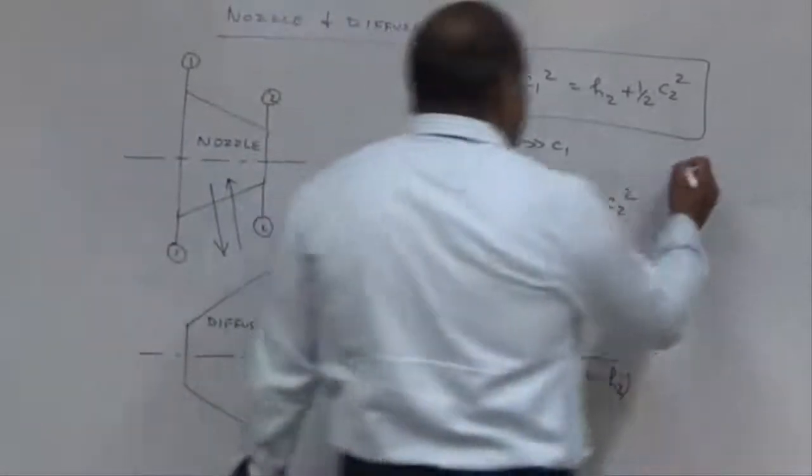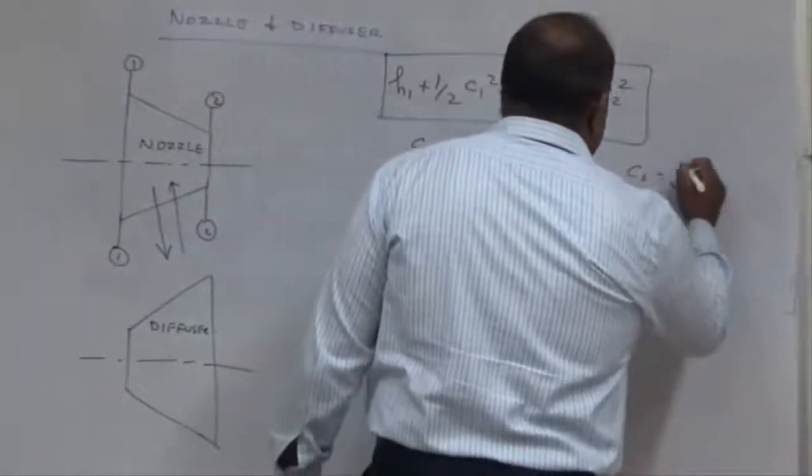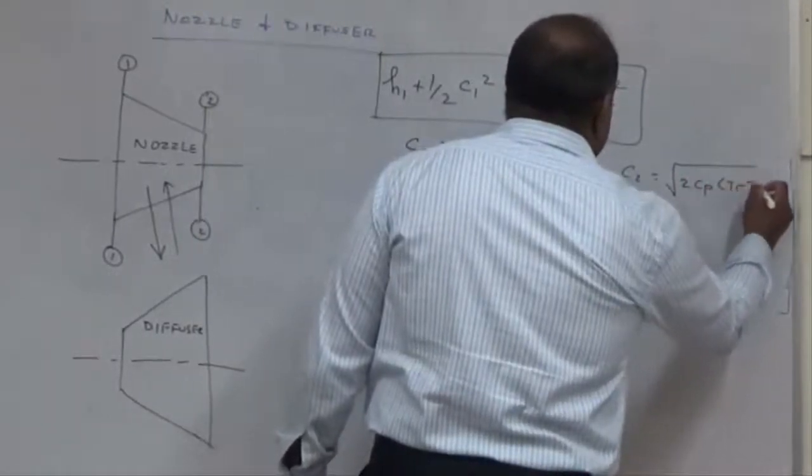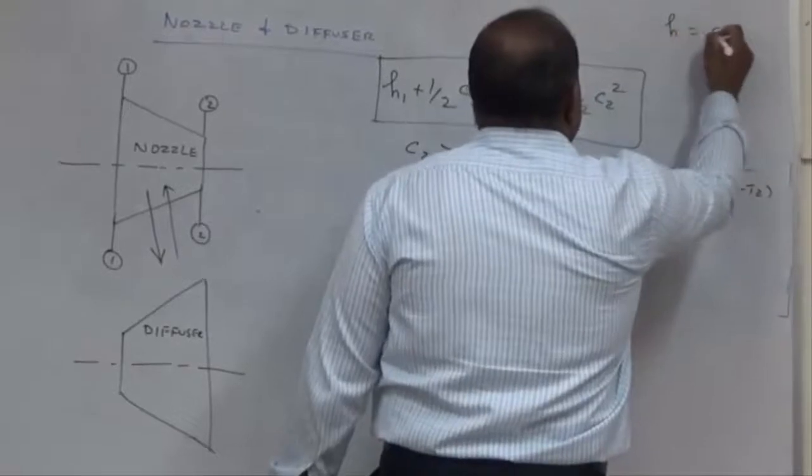So what is C2 from here? C2 will be equal to, what is H1 minus H2? Cp into (T1 minus T2), because we know that small h is given by Cp delta T.